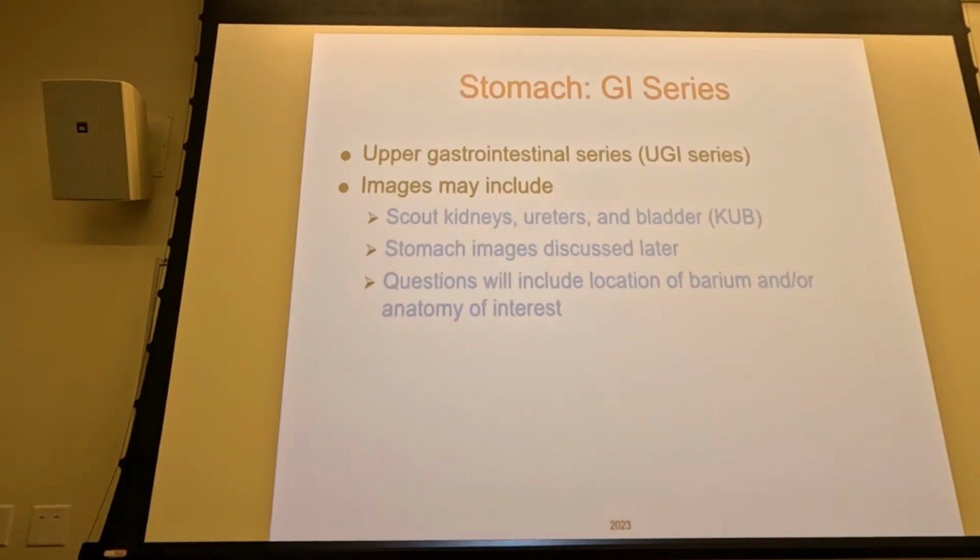So what we're going to do with the upper GI is your first image is going to be a scout. Anytime we do a scout, that's just to familiarize yourself with the patient's anatomy so that you can tell where everything is. So if the patient has had some sort of surgery that they didn't disclose to you, you're not surprised. A scout is just going to be a KUB, and then we're going to do stomach images after the patient drinks. So the questions that you'll see on the test are going to be one of two things.